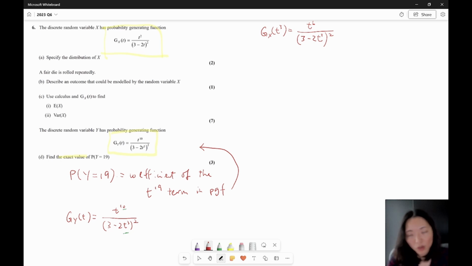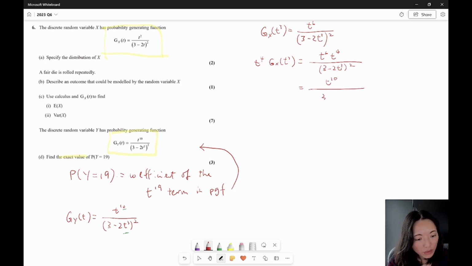So that looks very close to the probability generating function of y. And the difference is simply t to the power 4. So if we multiply t to the power 4 by g x of t cubed, that equals t to the 6 times t to the 4 over (3 minus 2t cubed) squared. That equals t to the 10 all over (3 minus 2t cubed) squared, which actually is my probability generating function of y. So how do I go about using this newfound information?